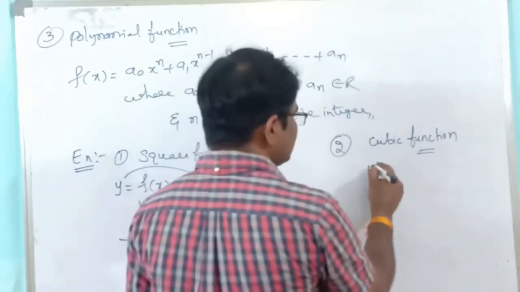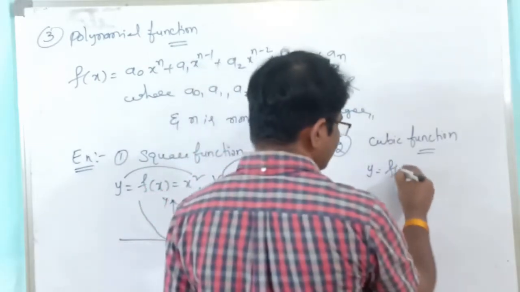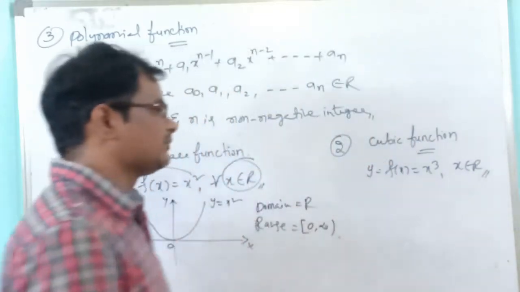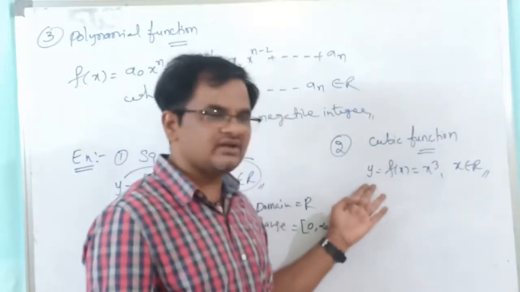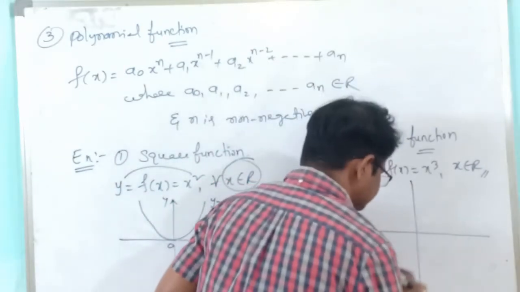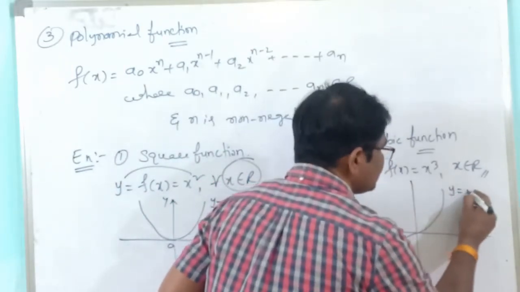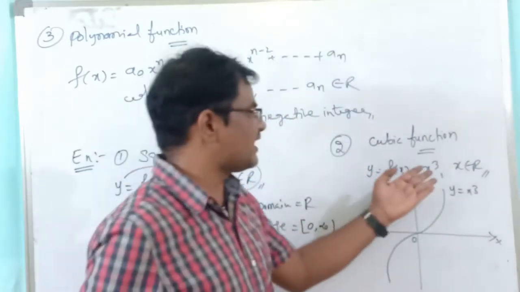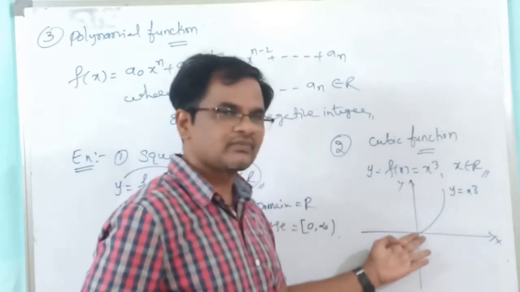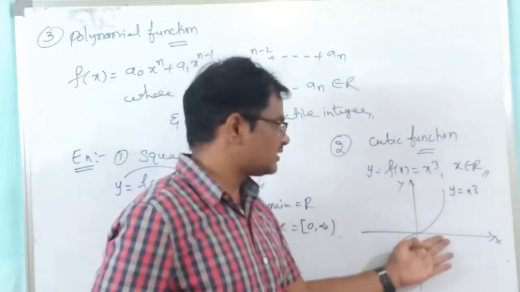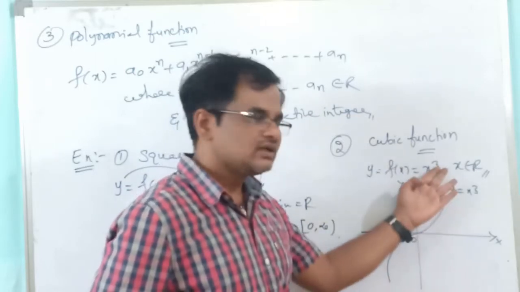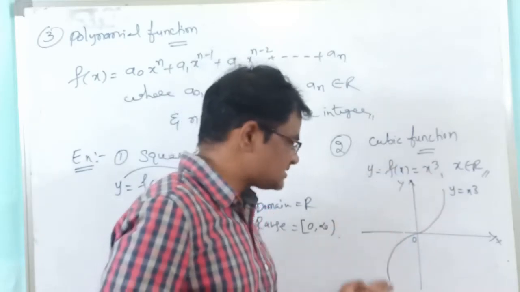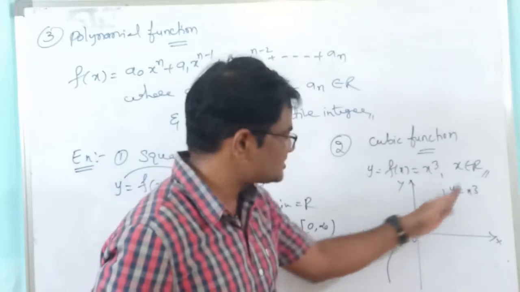Suppose you take one more, that is the cubic function. That is a function in the form y equal to f of x equal to x cube. Here also x belongs to the real numbers. If you take some x values and y values, you will get the graph like this, y equal to x cube. Take x axis and y axis. X equal to 0, y also 0. X equal to 1, y also 1. X equal to 2, y is 8. X equal to minus 1, y is minus 1. X equal to minus 2, y is minus 8. So you get the graph in the first quadrant and third quadrant, like this.